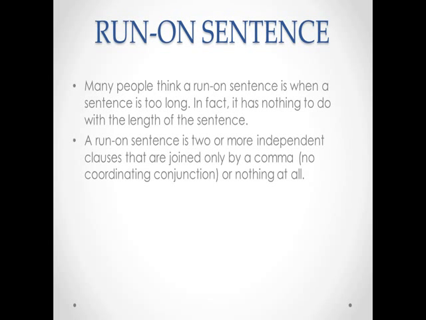Run-on sentence. What makes a run-on sentence? Well, a lot of people think that a run-on sentence is when a sentence is too long, but in fact, it has nothing to do with the length of the sentence. A run-on sentence is 2 or more independent clauses that are joined only by a comma with no coordinating conjunction or nothing at all. So if you had two independent clauses and you simply put a comma between them, well, that would be a run-on sentence. And so to fix that, you would want to put a semicolon there instead, or you'd want to use the comma with a coordinating conjunction.